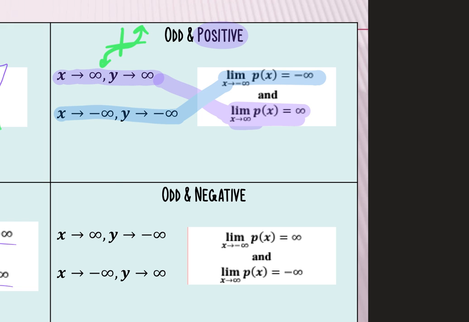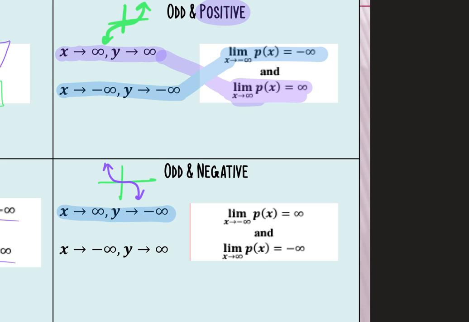And if it's odd and negative, now it rises left and falls right. As my x goes to positive infinity, my y is pointing down, so my y is going to negative infinity. And as my x goes to negative infinity, my y goes to positive infinity.